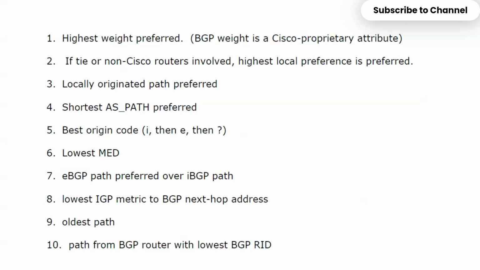As you can see, we're getting a little desperate here. I shouldn't say desperate as much as really, really detailed, because you're not going to see that many situations where the tie goes all the way to the 8th or 9th or 10th step. But the 9th step is the oldest path, and the 10th step is the path from the BGP router with the lowest BGP RID. So finally, we find a purpose for the BGP RID.